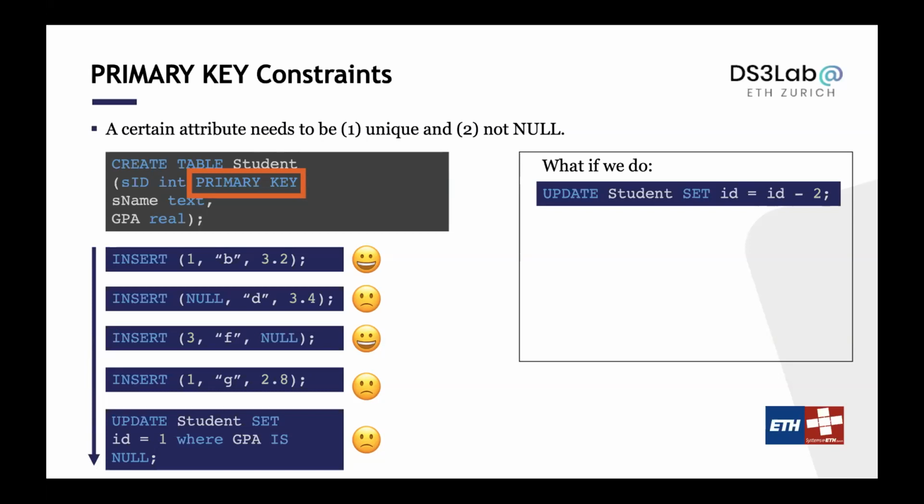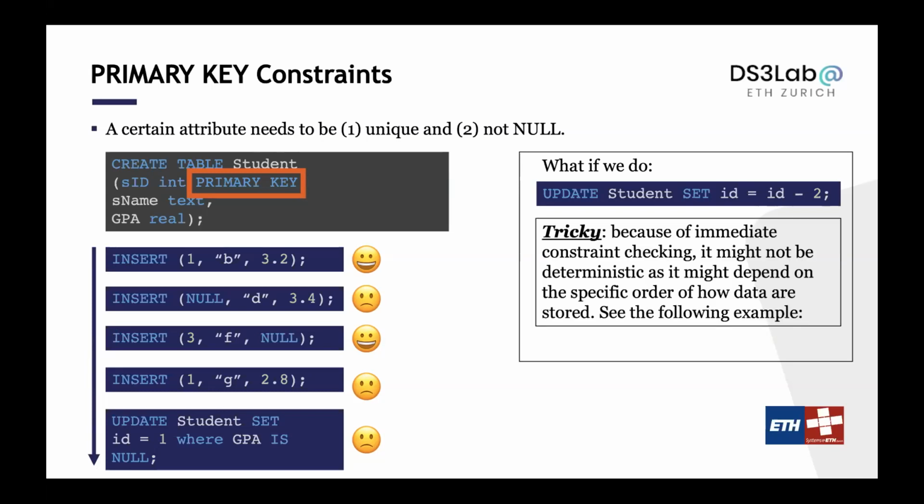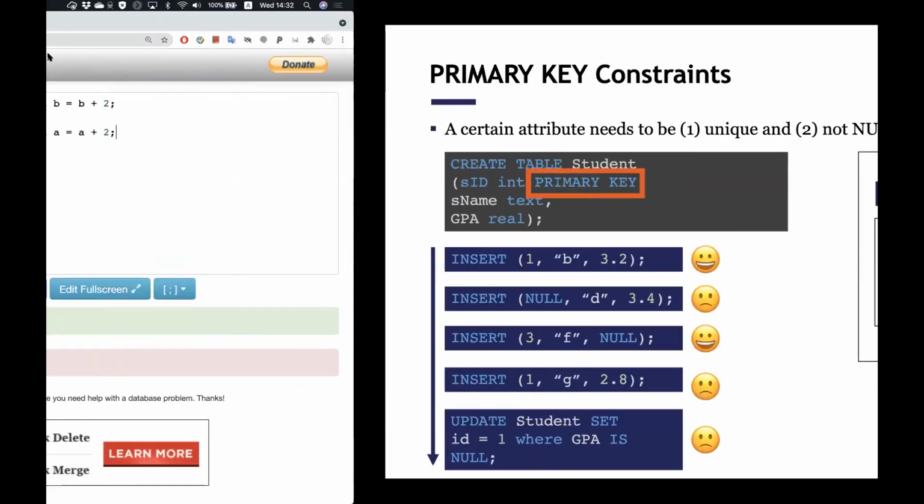So this is interesting because it might not be deterministic. You could have a database instance for which running this will give you an error, and you could have a database instance running this that will not give you an error. Okay, so let's just look at this. This is actually one example here.